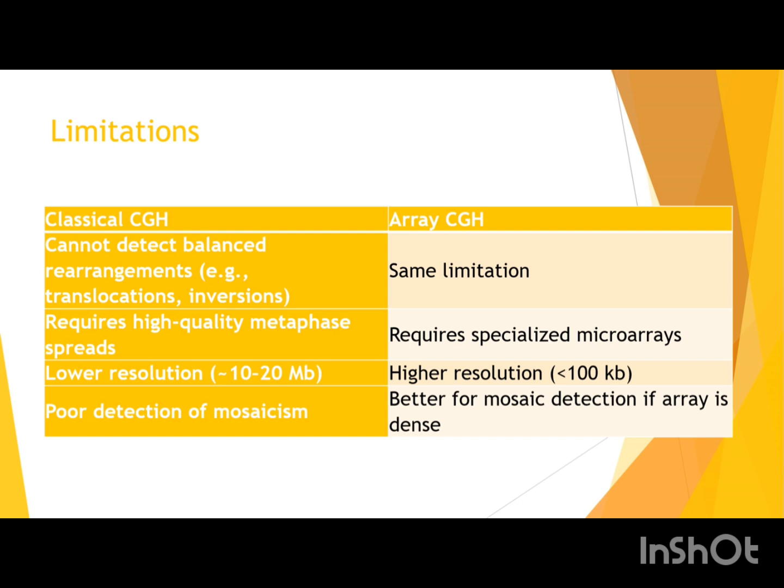The limitation is that it cannot detect balanced rearrangements. If there is a translocation or an inversion, it cannot be detected. It requires a high quality metaphase spread, otherwise it cannot be hybridized. It has a lower resolution, and there is poor detection of mosaicism.